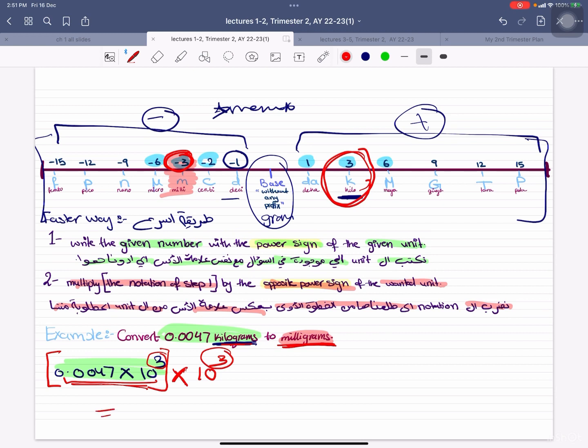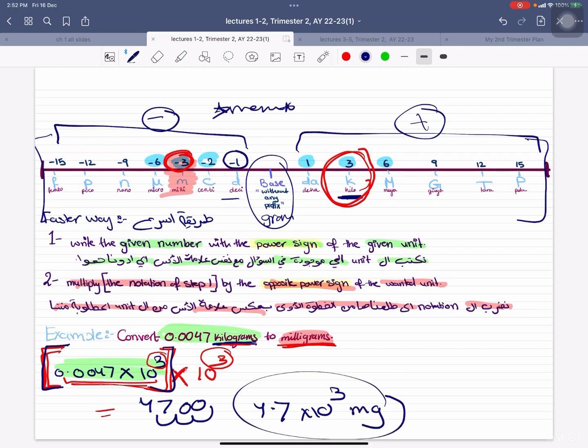We bring the calculator. So let's plug it in so we solve it together. 0.0047 multiplied by 10 to the power of 3. We put them in brackets, we put this in the calculator too, between brackets, multiplied by 10 to the power of 3. What's the answer? 4700. Now let's convert to scientific notation: 4.7 times 10 to the power of 3 milligrams.